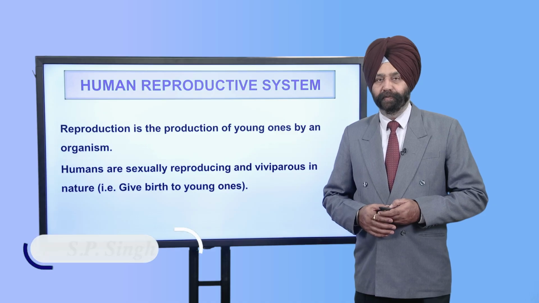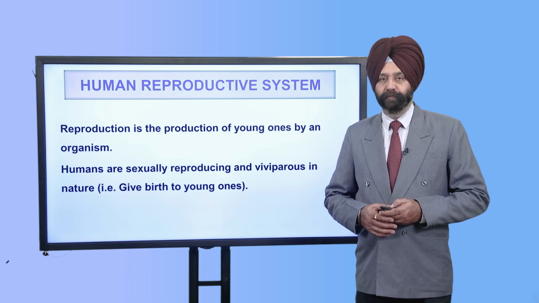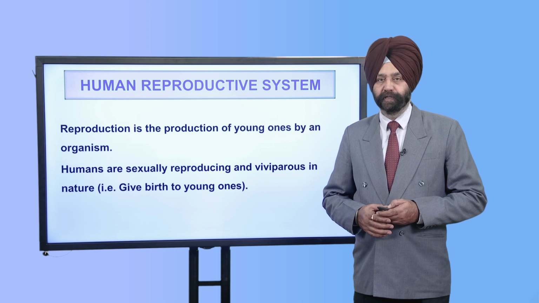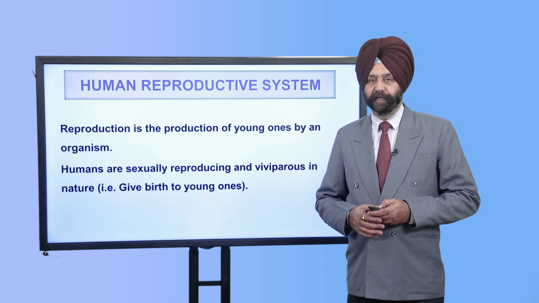Dear students, this session is for class 12th biology students based on the chapter Human Reproduction. The topic will be covered in 4 sessions. Our focus will be on the basic structure and function of the human reproductive system in this session. Let me first tell you the learning objectives.